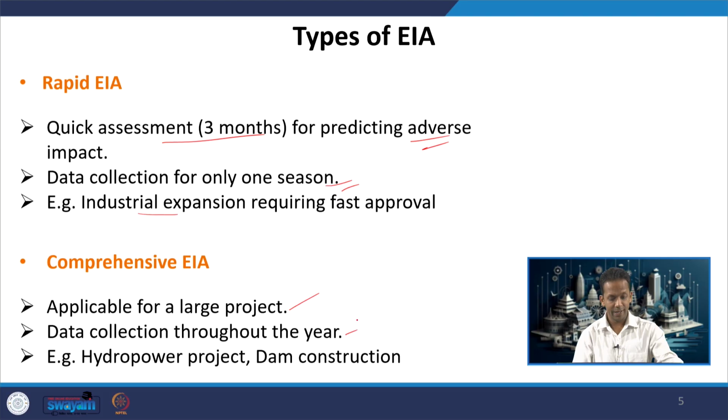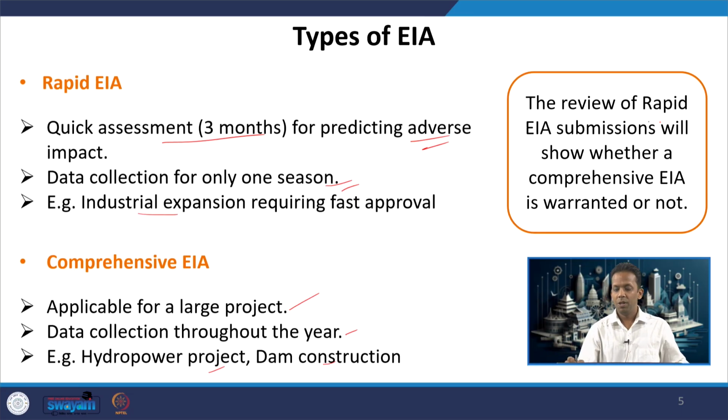Data is collected at least for the year, throughout the year. Example is hydropower project or a dam construction. Again, both are considered in the category of river valley projects. But how they can be both used at different stage of application. So, the review of rapid EIA submissions can guide us to know whether a comprehensive EIA is required or not.